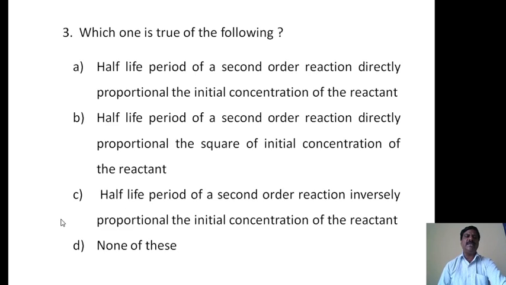The answer for this question is option C. The half-life period of a second order reaction is inversely proportional to the initial concentration of the reactant. After deriving, we get t half directly proportional to 1 divided by A. Therefore, option C is true; directly proportional is not true, and square of the initial concentration is not true. Only option C is correct. Half-life period of a second order reaction is inversely proportional to the initial concentration of reactant.